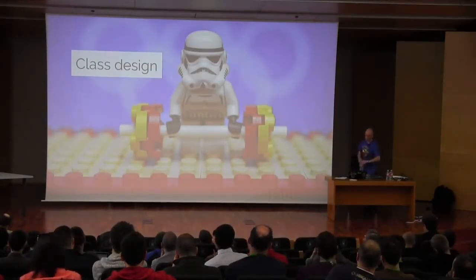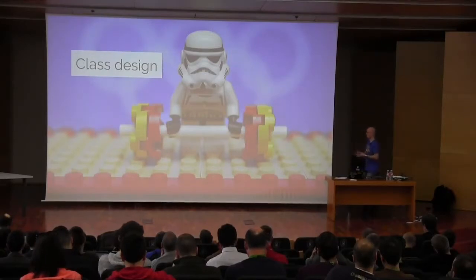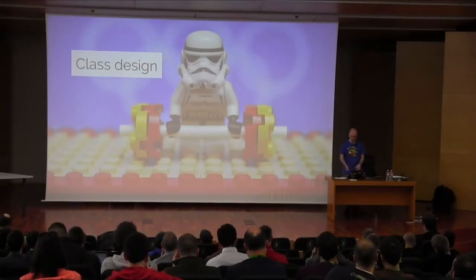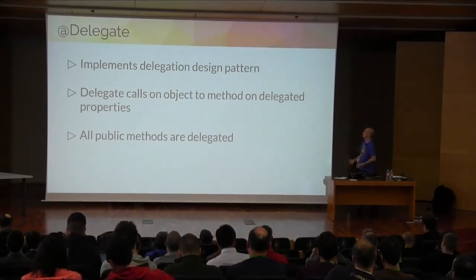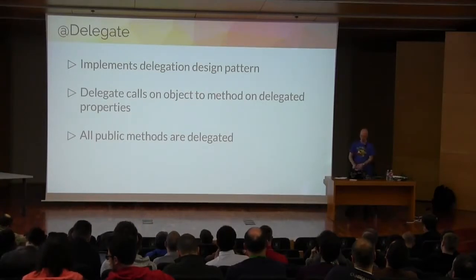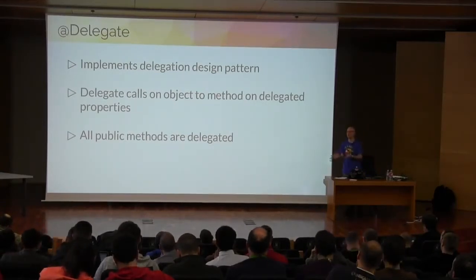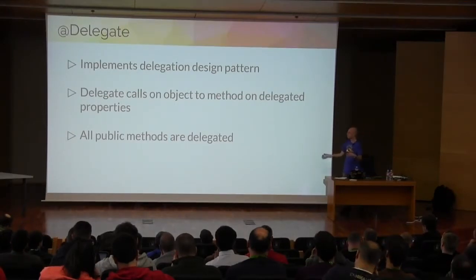And now, I'm going to talk about these class design annotations. These categories of annotations are aimed at simplifying the implementation of well-known design patterns, such as Delegate, Singleton, using a declarative style. So, with Delegate, we are going to implement this delegation design pattern, and we are going to delegate the calls in the instance to the delegated properties.